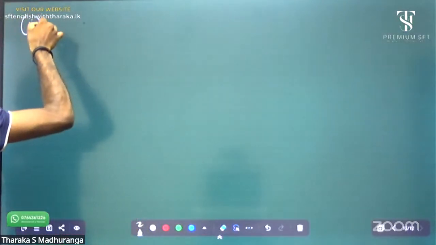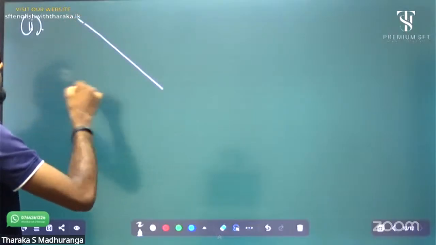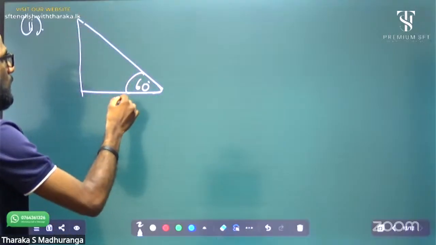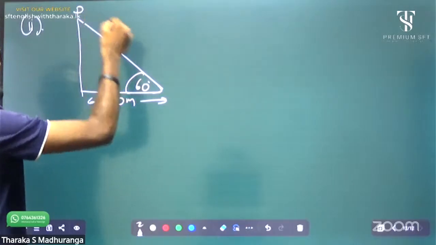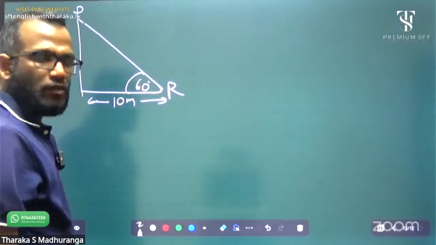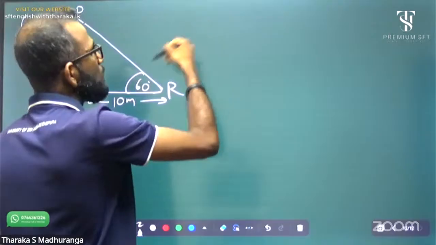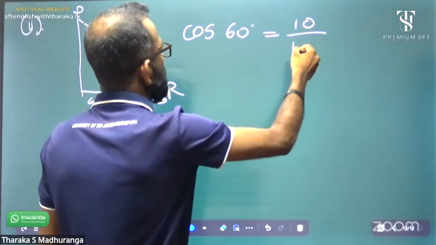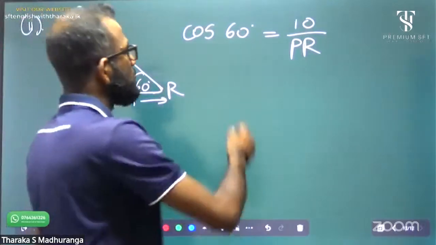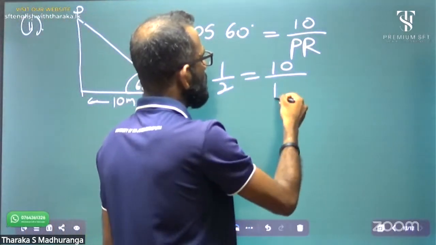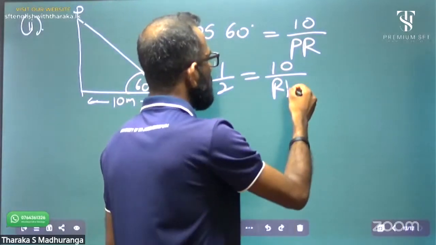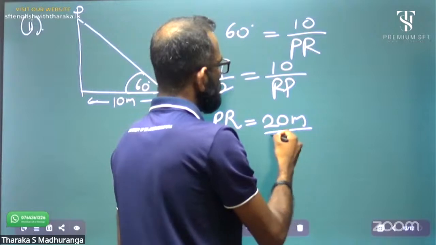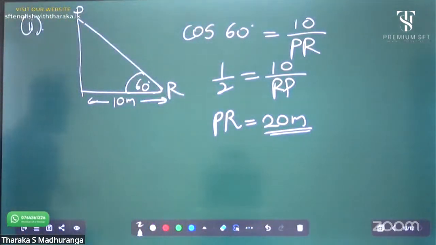Now it's a right angle triangle. This is the boom, and this side is 10 meter, with 60 degree, and PR. Now what is the trigonometric ratio? Adjacent over hypotenuse, cos. Cos 60 equals adjacent 10 over hypotenuse PR. Cos 60 is already given in the question, half, equals 10 over PR. Then PR equals 20 meter.